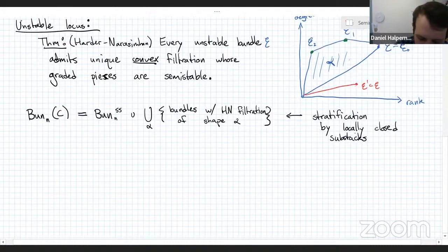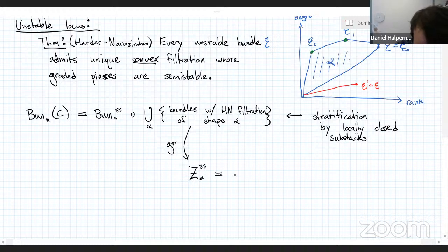And not only that, but these strata themselves have a kind of structure. Because of the uniqueness part of the Harder-Narasimhan theorem, there really is a unique filtration for each of these bundles. And so each of these strata projects, by taking associated graded, onto what I would call the center of the strata, which is just a product: Bun R1 D1 semistable times dot dot dot times Bun RP DP semistable.